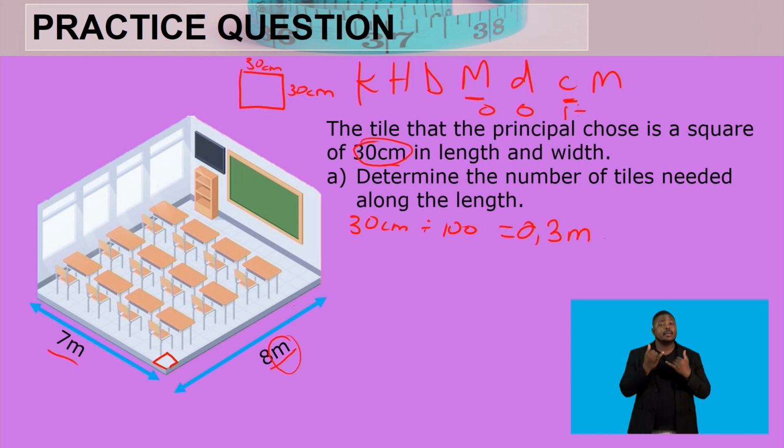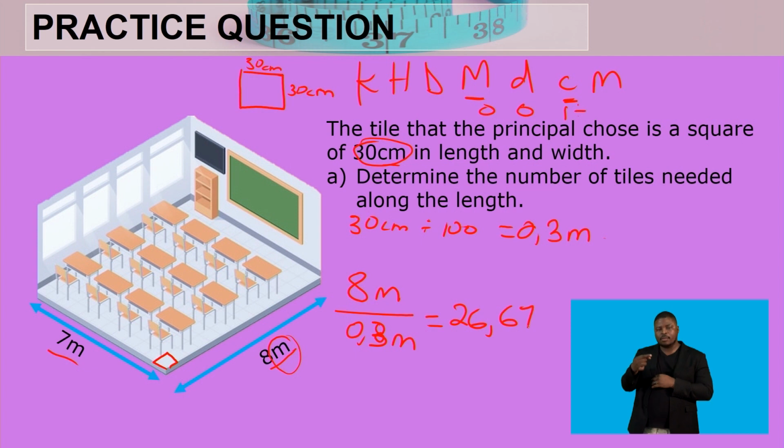Then we can find the number of tiles that are required. The entire space to be covered is 8 meters. So we can say 8 meters divided by 0.3 meters, and then we get the number of tiles required along the length. So you say 8 divided by 0.3. What do you get? I'm getting 26.67. So there's a lot of sixes after the comma, so you round it off.